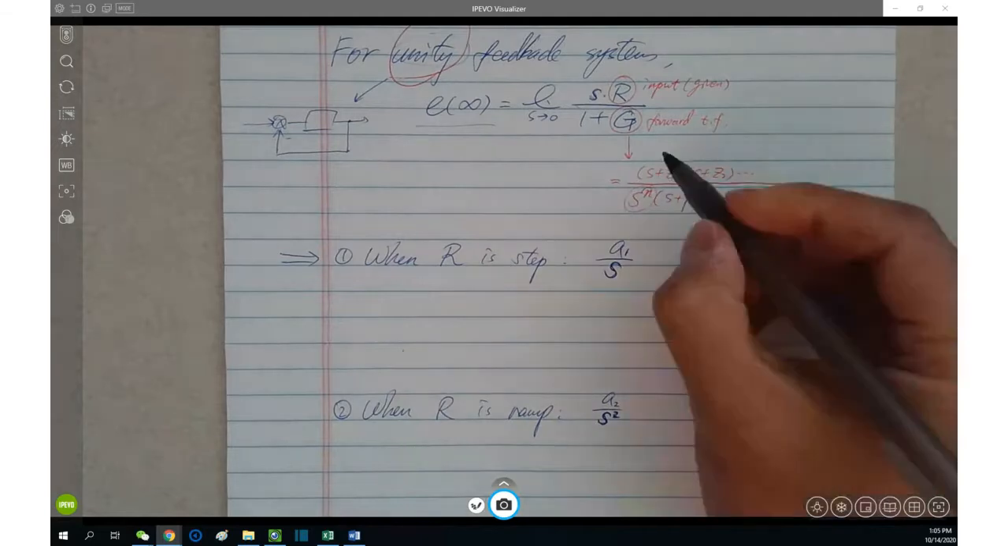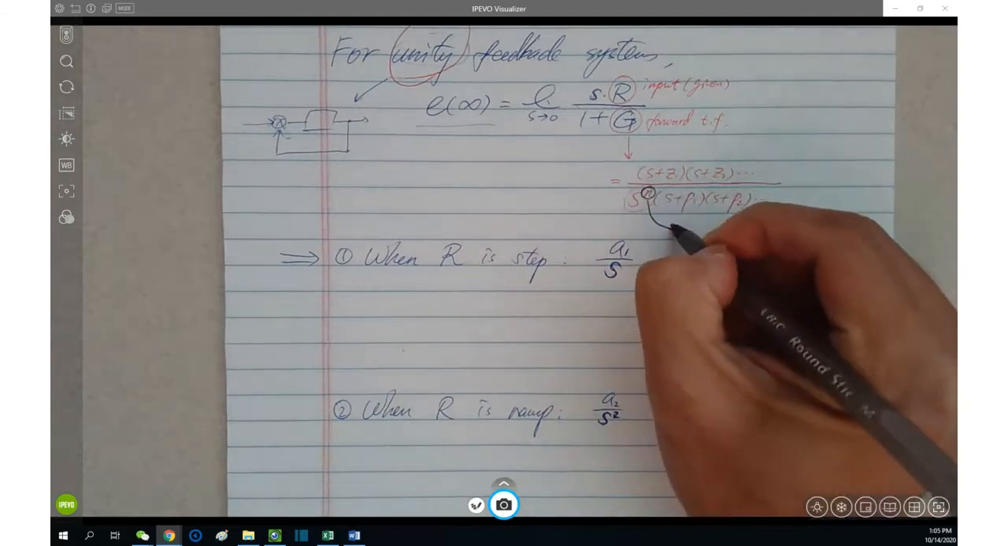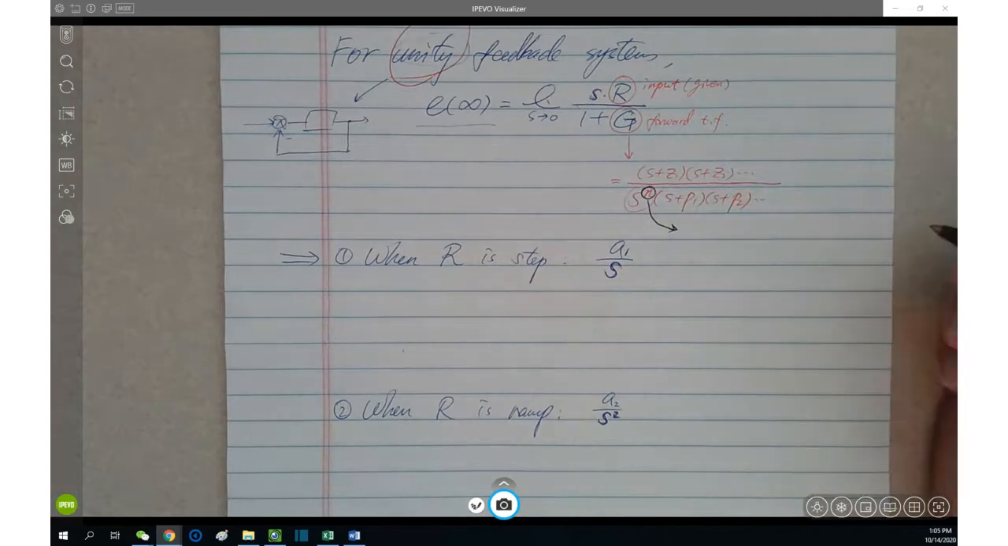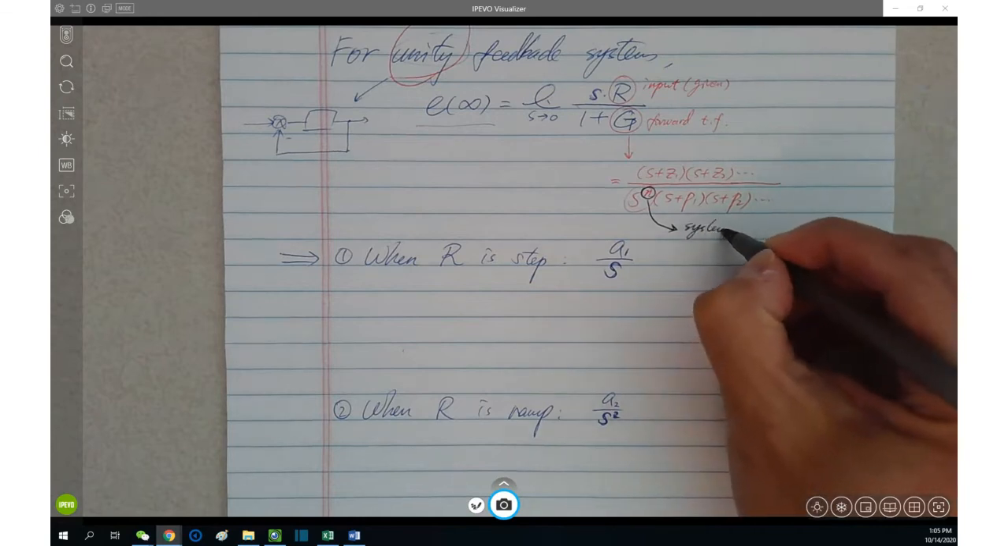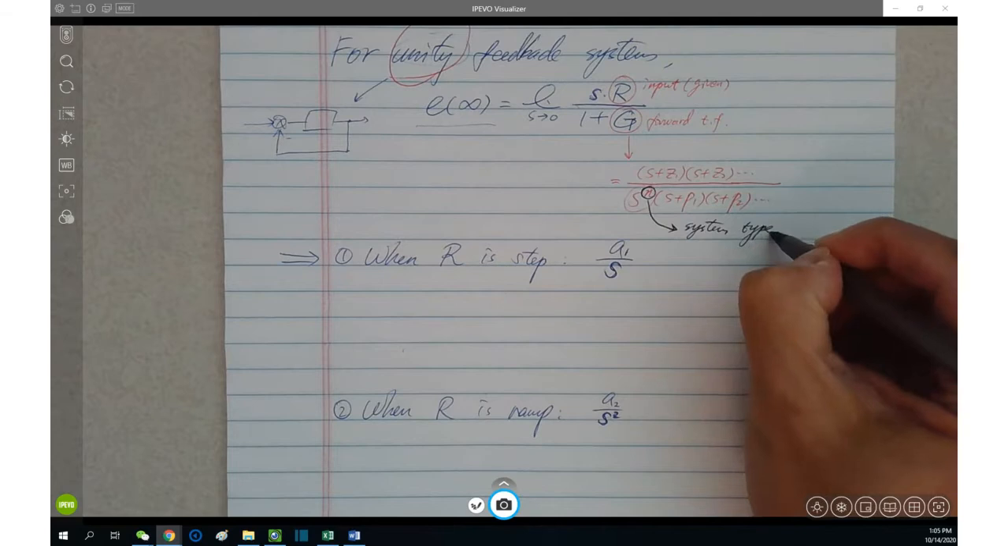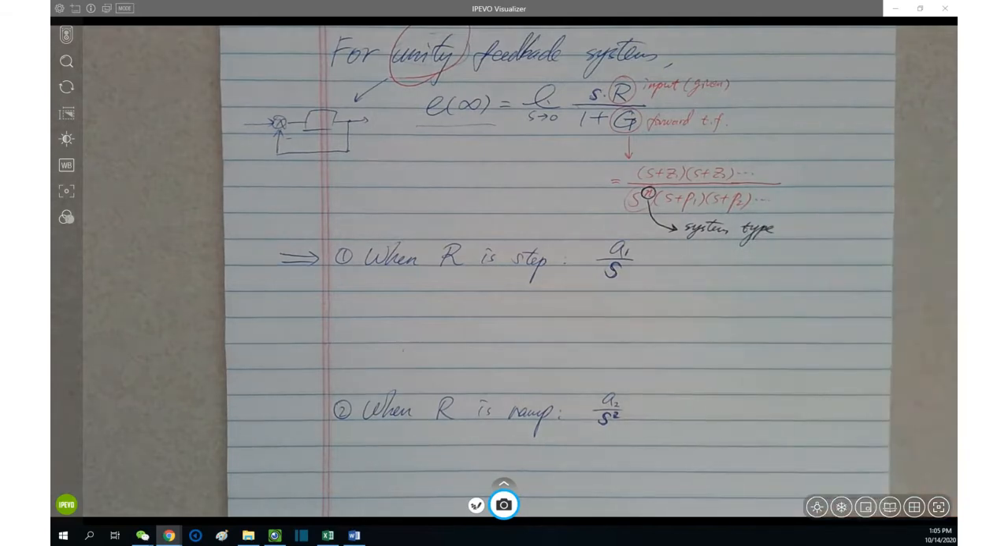Let me use another color, which is black. n is called one of the most important concepts we learned. What is it? System type. Obviously, Noah has reviewed the last lecture. Very good. It's called system type. Be very careful: we're talking about the forward transfer function, and that is where we get the system type.